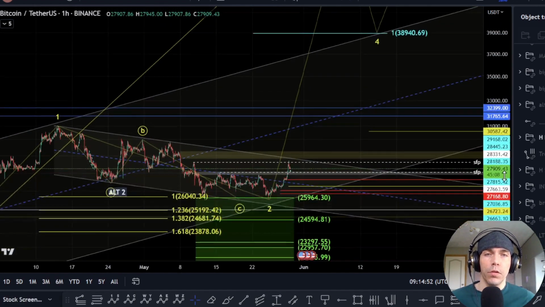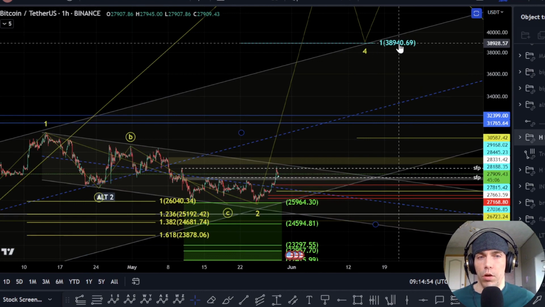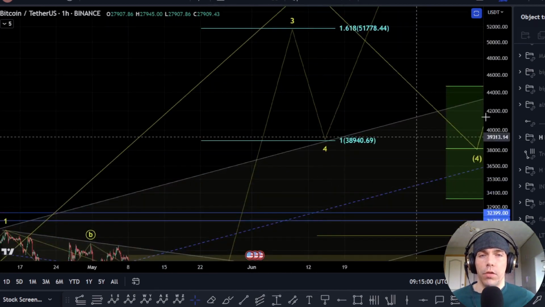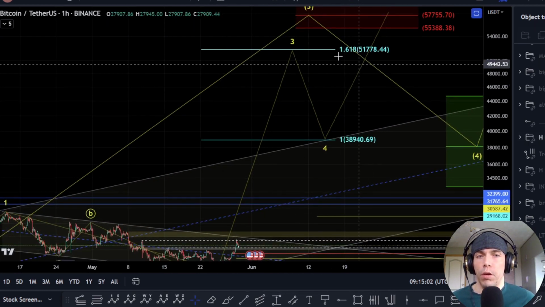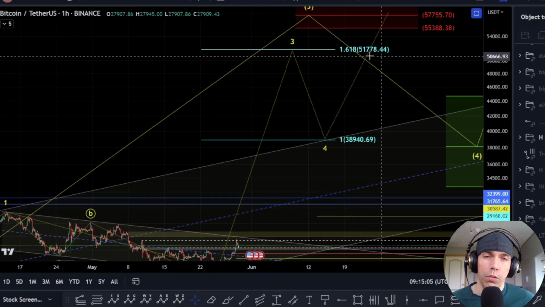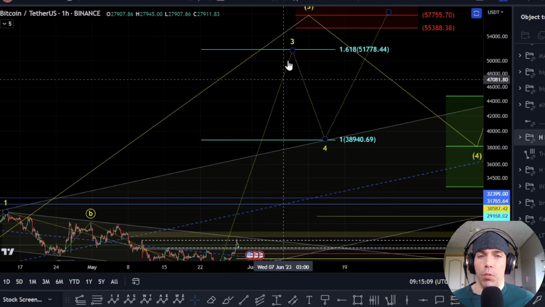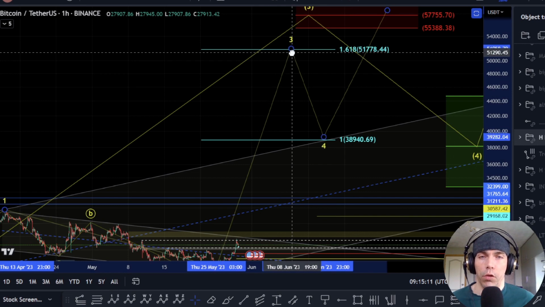So some targets for this would be the 1-to-1 here towards this 38,940, if that is the case where this is an A, B, and a C. Alternatively, if it wants to become a bigger third wave, we'd have to get a much bigger move up here towards this 51,778 region. That would be where we'd be looking for our third wave to confirm this.